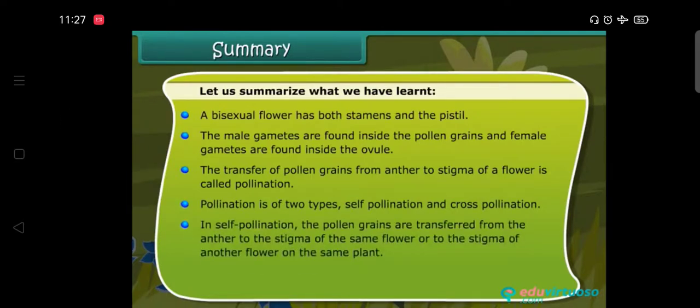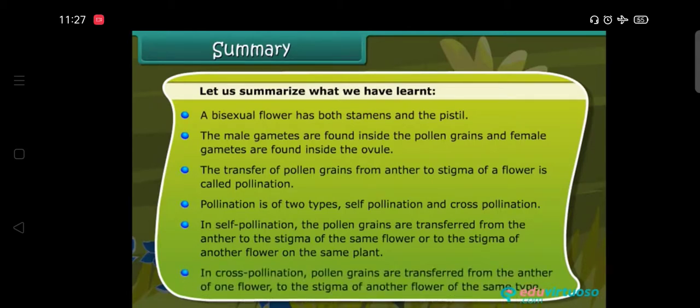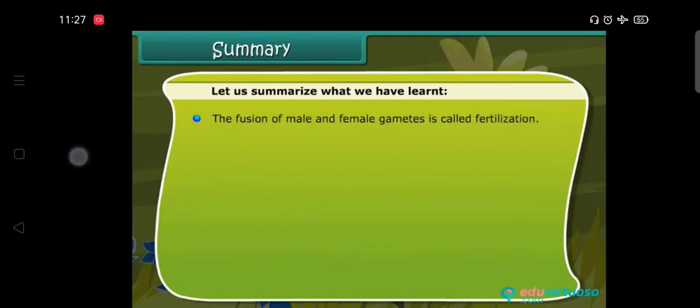In self-pollination, the pollen grains are transferred from the anther to the stigma of the same flower or to the stigma of another flower on the same plant. In cross-pollination, pollen grains are transferred from the anther of one flower to the stigma of another flower of the same type. The fusion of male and female gametes is called fertilization.